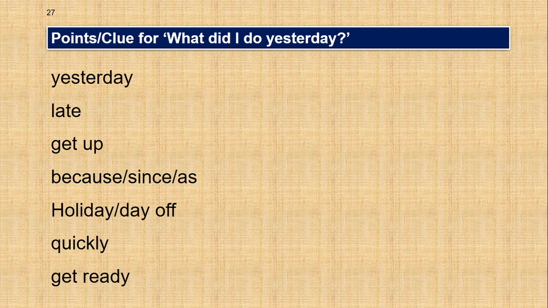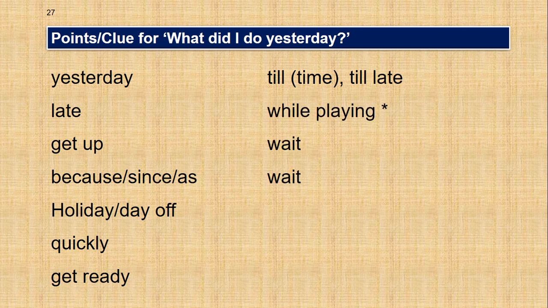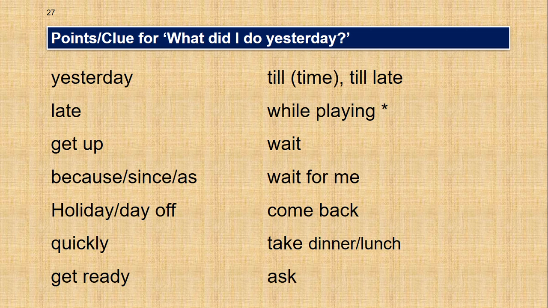So here we have the first set of points and clues on your screen at the moment. What you need to do is write down those points and expand them into sentences, and write a whole passage of the things that you did yesterday. So here we have words like yesterday, got up late, because of something you did have to do something, it was a holiday or day off at work, quickly you did something, or lazily you did something, you got ready or did not go anywhere.